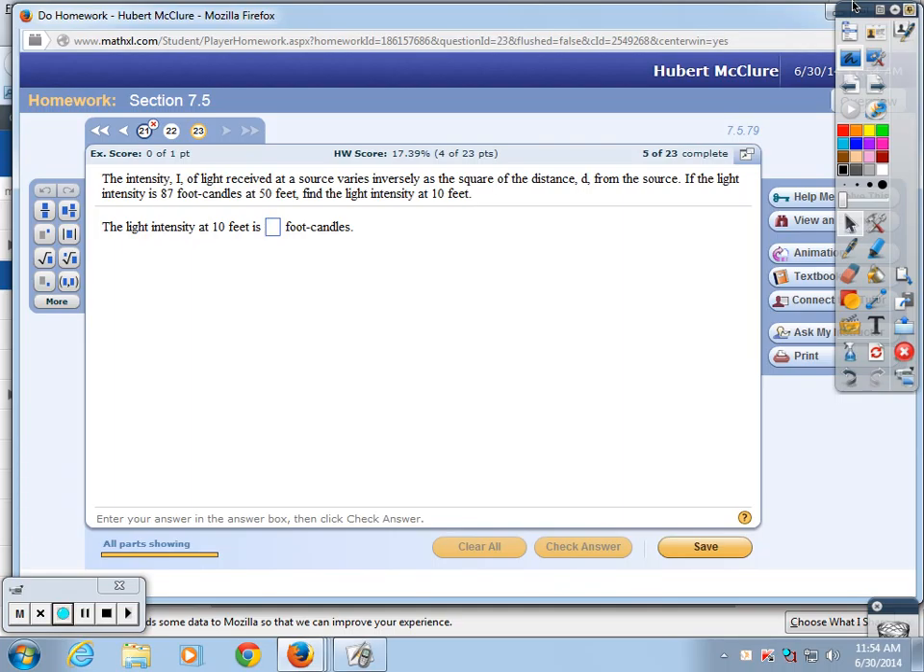All right, the intensity I of light received at a source varies inversely as the square of the distance from the source. If the light intensity is 87 foot candles at 50 feet, find the light intensity at 10 feet.